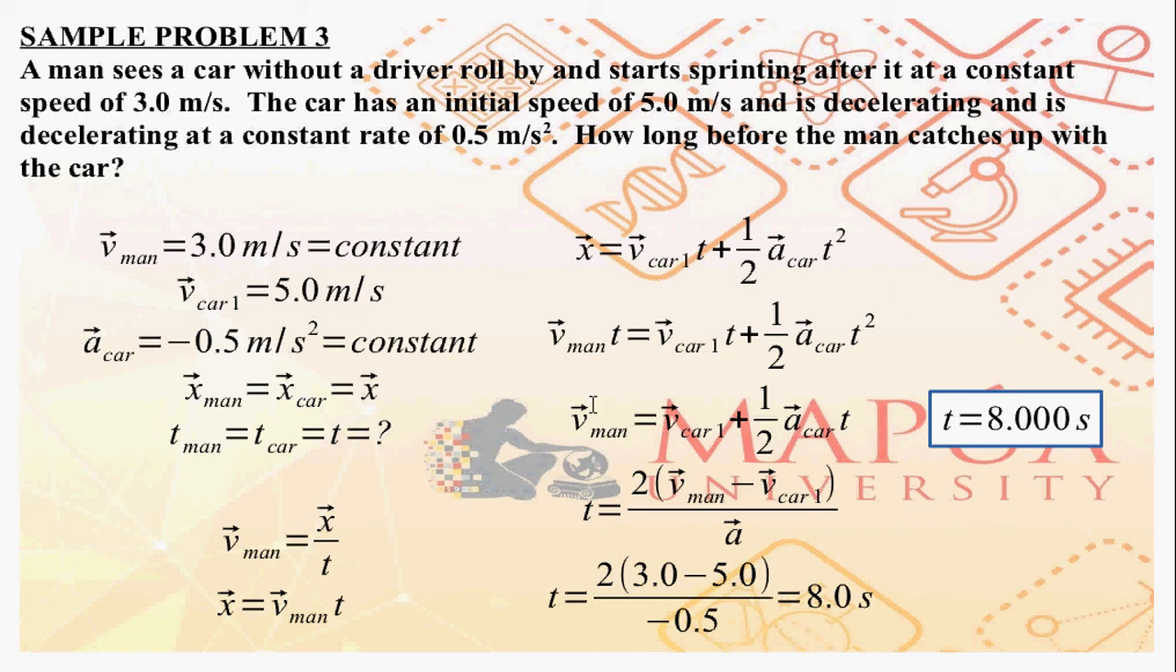we get an equation with all the known values. We know V man, we know V car 1, we know A car. Plugging in the values, we are able to calculate the time of travel. 8.000 seconds.